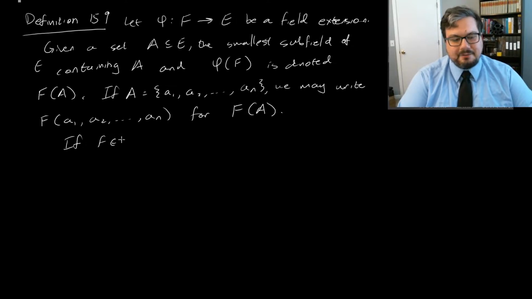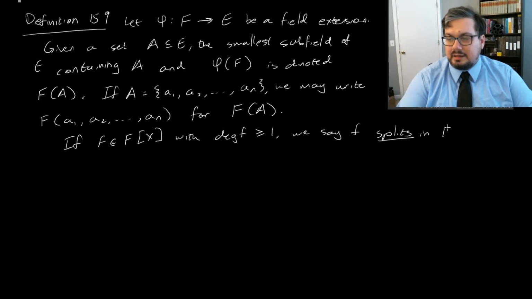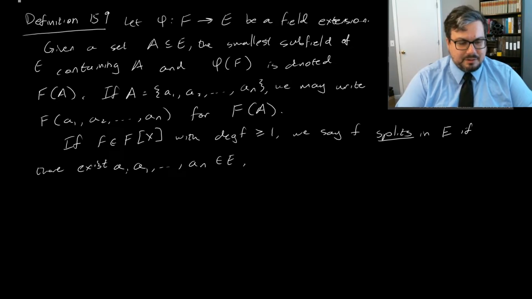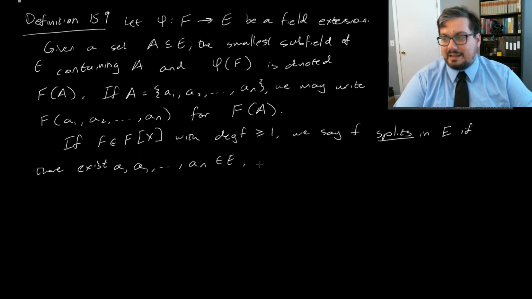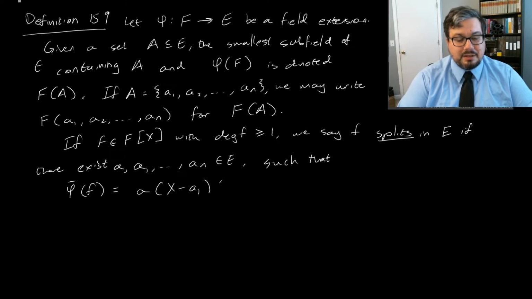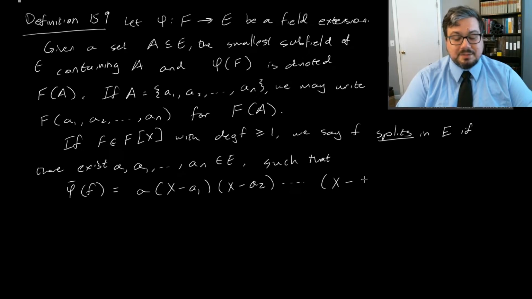Now, if f is a polynomial with coefficients in the field F, with the degree of f greater than or equal to 1, we say that f splits in E if there exist a, a1 through an in E, such that phi bar of f is equal to a times x minus a1 times x minus a2, etc., times x minus an inside the polynomial ring over E.